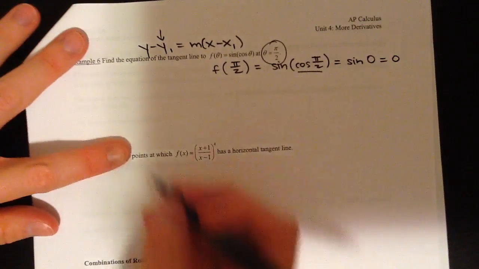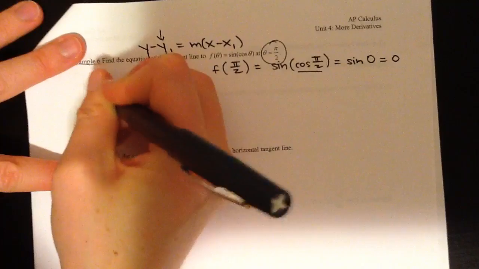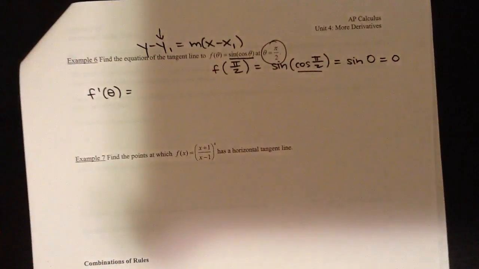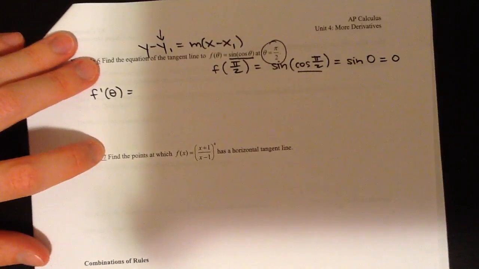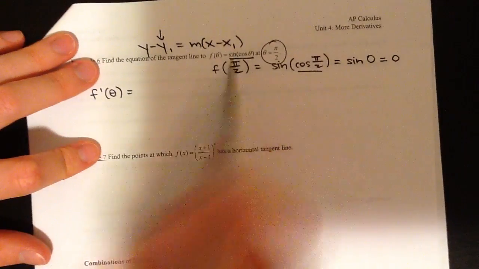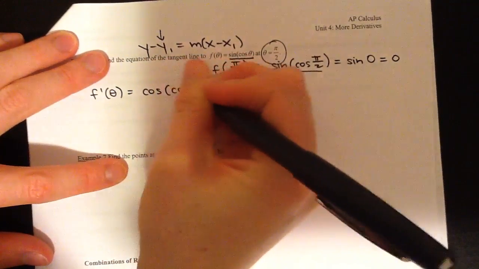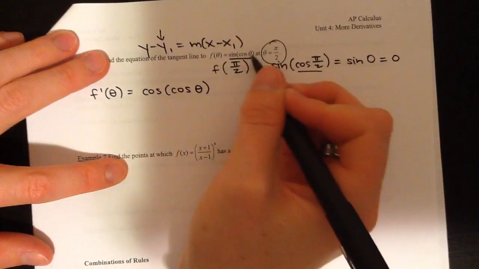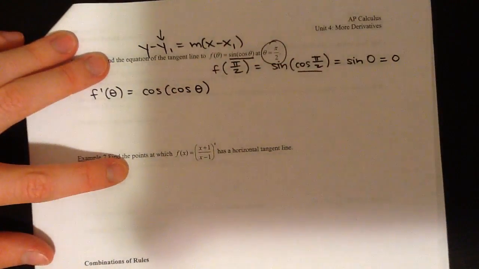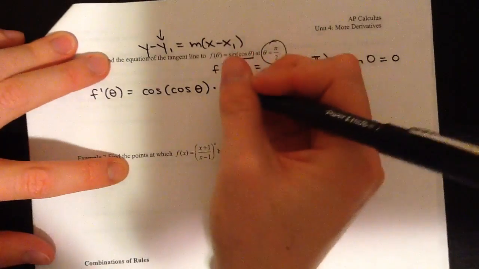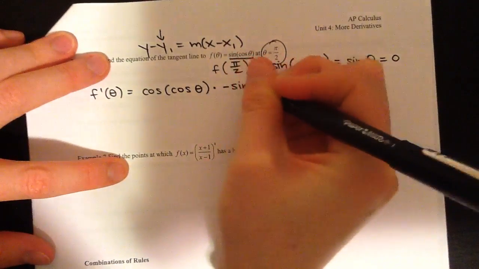Next, I need to find the value of the slope. So I need to find f prime first. So here's my original function. My outside function is a sine function. My nested function is a cosine function. So when I do the derivative rule, the derivative of sine is cosine. So I have cosine of, and I actually leave the cosine theta in place. I leave my nested function in place, and then multiply by the derivative of my nested function. That's the correction factor. So times the derivative of cosine, which is negative sine.